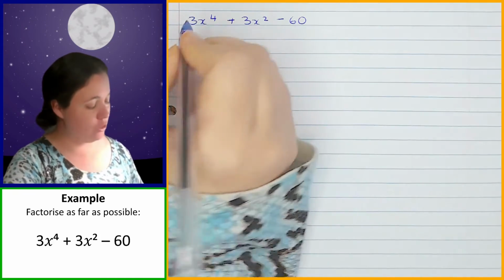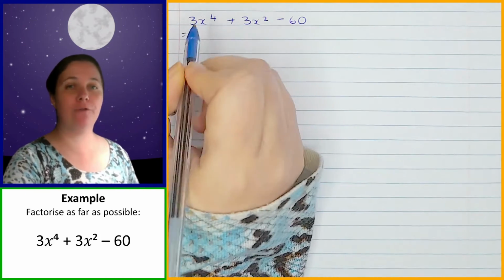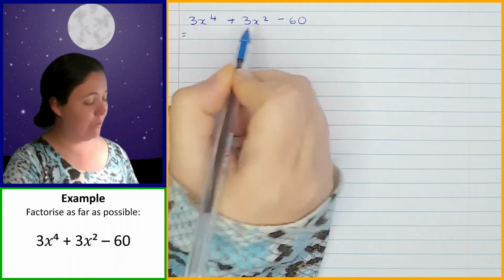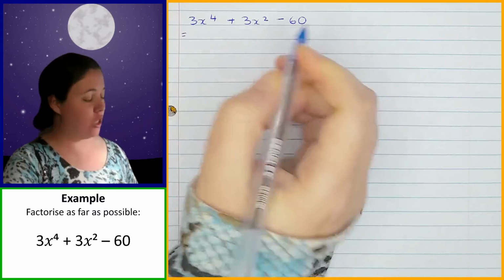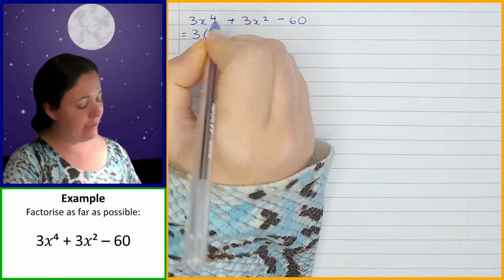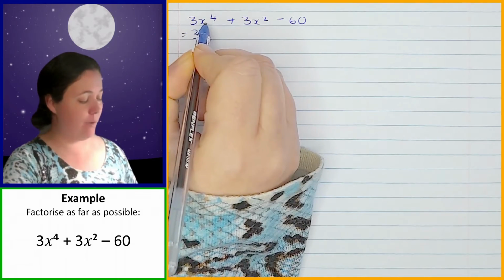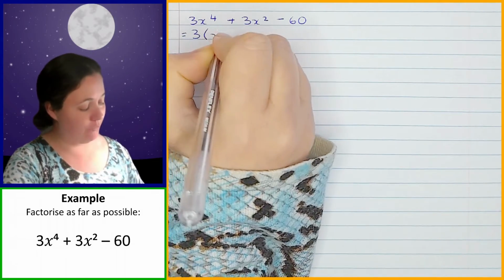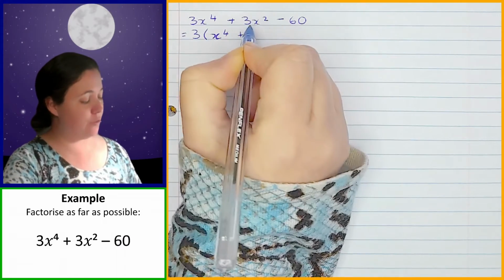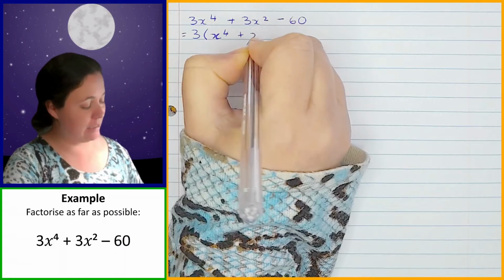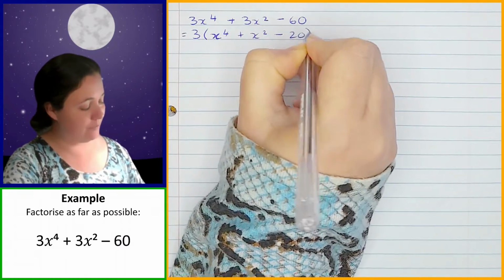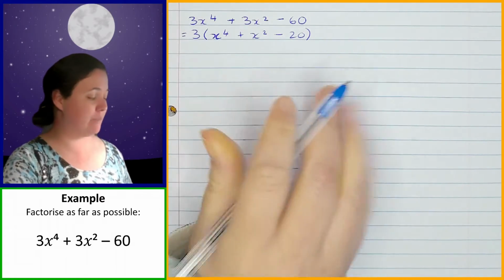We're going to start off by looking for a common factor. First I look and see each term has got a multiple of 3. So I've got a common factor of 3, which I'm going to take out. Then inside my brackets, I'm going to have 3x to the power of 4 divided by 3, which is x to the power of 4, then plus 3x squared divided by 3 gives me x squared, and then minus 60 divided by 3 is 20. Now I have factorized by taking out a common factor.